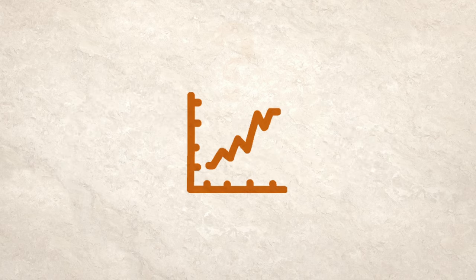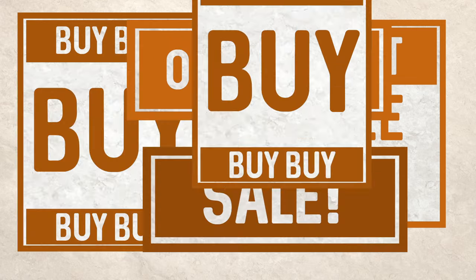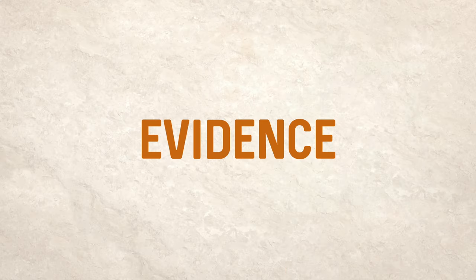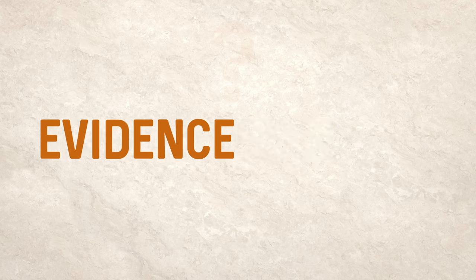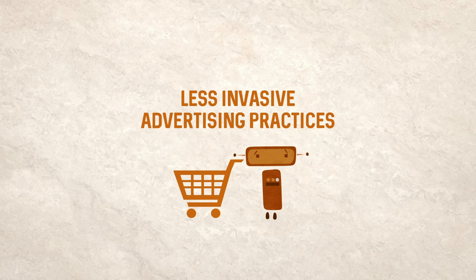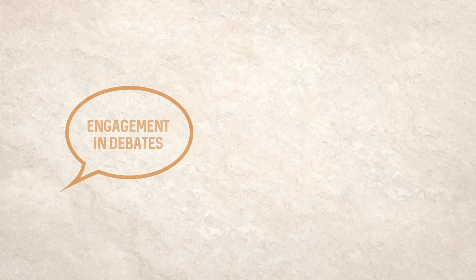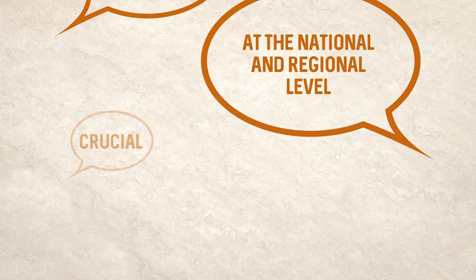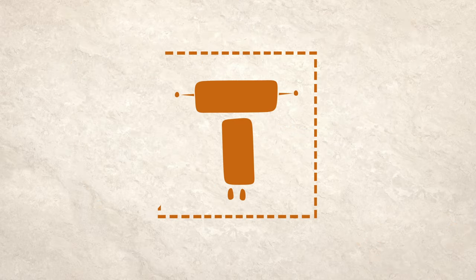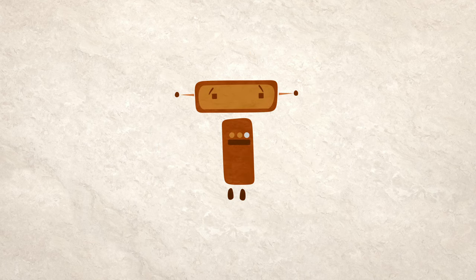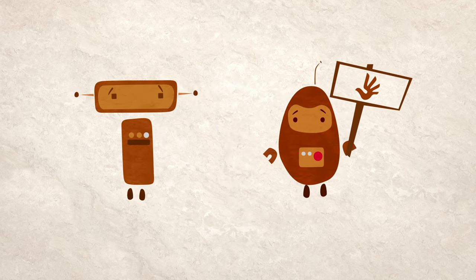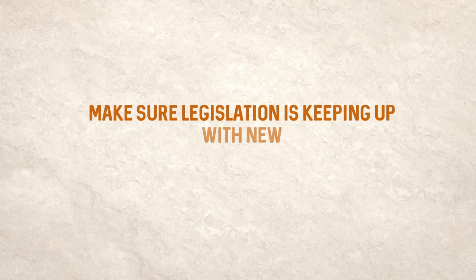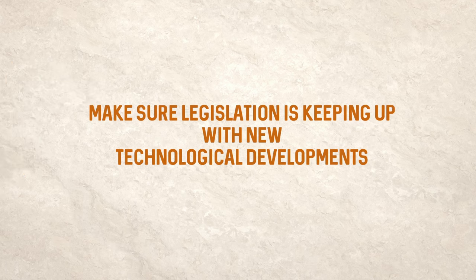For example, over the last few years, the number of users using Adblock software globally has exploded. There is evidence that this is already pushing companies to less invasive advertising practices. Engagement in debates at the national and regional level is, of course, crucial. Where privacy protections are weak, human rights defenders need to actively advocate for stronger ones. And even where they are stronger, we need to make sure legislation is keeping up with new technological developments, like the Internet of Things.